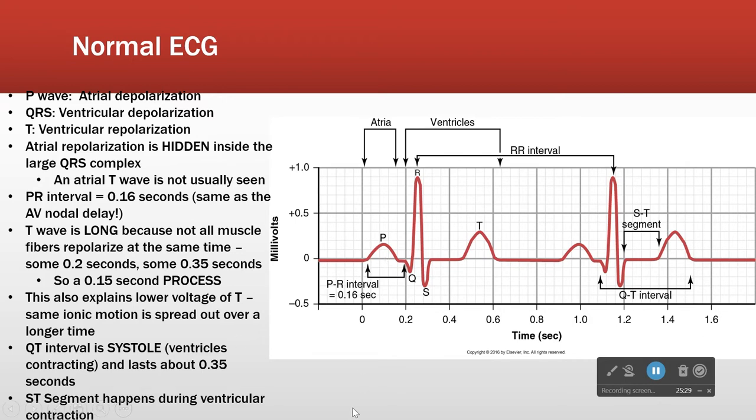So we have a couple of other intervals to look at. The QT interval, in other words, from the beginning of the Q to the end of the T. Well, I would call it the beginning of the Q to the beginning of the T, is systole, so the ventricles are actually contracting. And then the ST segment also occurs during systole, and what's happening in the ST segment is actual ventricular contraction as opposed to electrical change. It's why it's flat, right? So P, QRS, T, PR interval, QT interval, ST segment. Those are all critical bits of the EKG that you're going to know in the future.